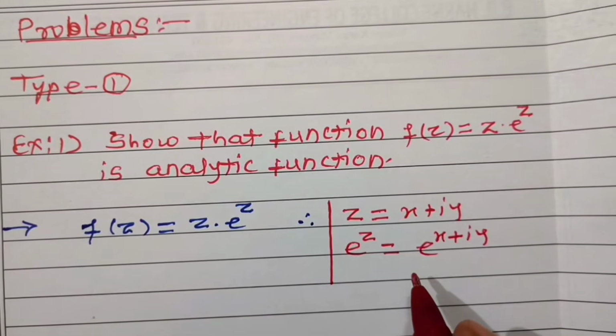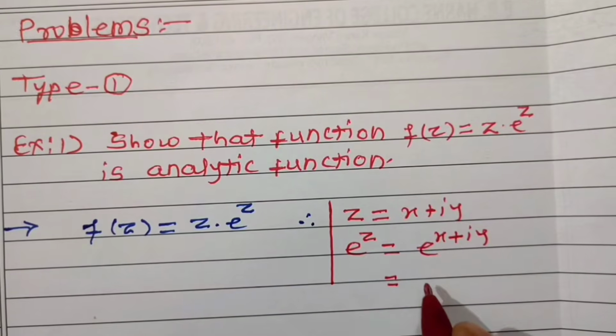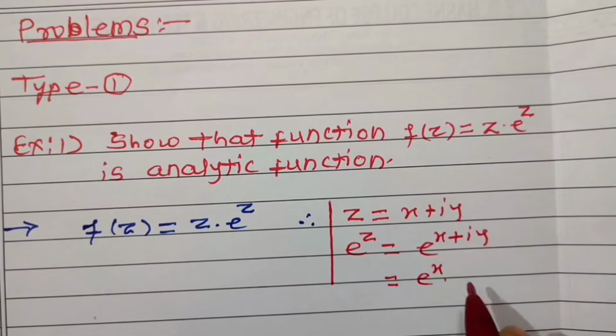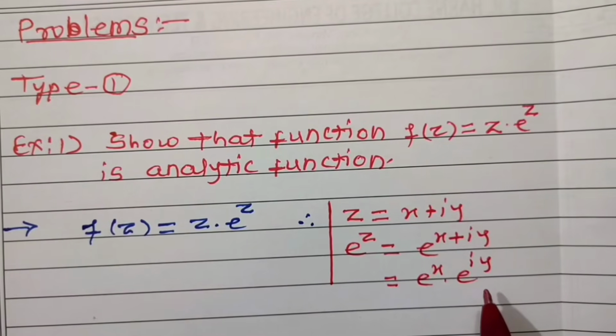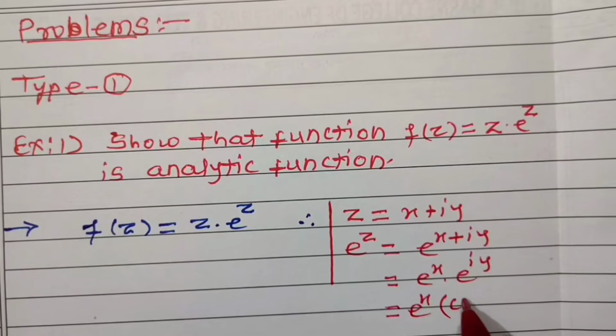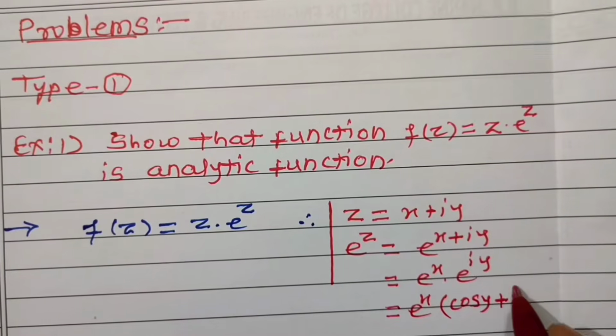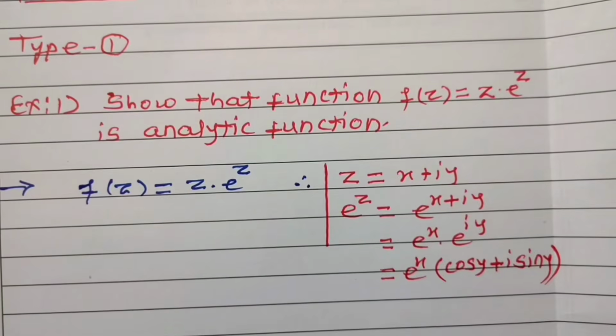Now using laws of indices we can separate this. e to the power z can be written as e to the power x into e to the power iy. But you know e to the power i theta is cos theta plus i sin theta. So this is equal to e to the power x into (cos y plus i sin y). Okay. Now if you want you can separate this.